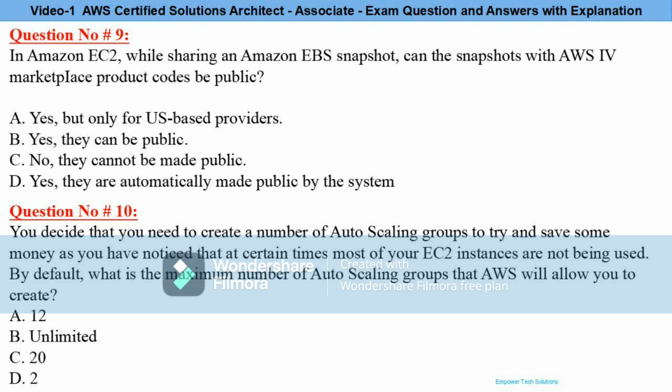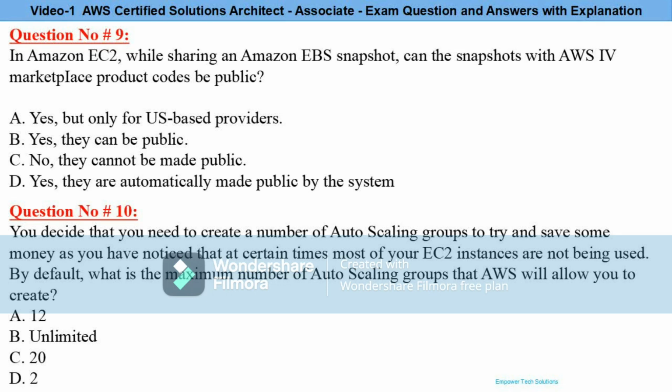Question number 9. In Amazon EC2, while sharing, can a snapshot with AWS Marketplace product codes be public? The answers: yes, but only for US-based providers; yes, they can be public; no, they cannot be made public; or yes, they are automatically made public by the system.